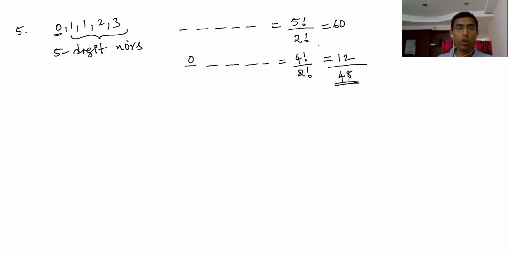So therefore, 48 five-digit numbers you get with these given digits. So, yes, the next question is there. Hope you got this one.